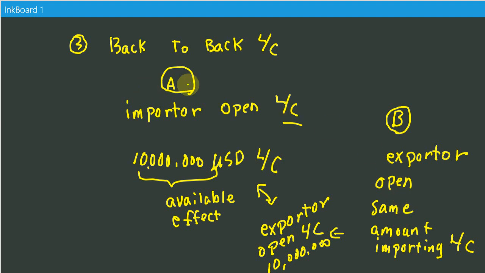This is back-to-back. Okay, this is obviously to meet the balance of payment of both countries, right? Okay, this is what we call back-to-back LC. Okay.